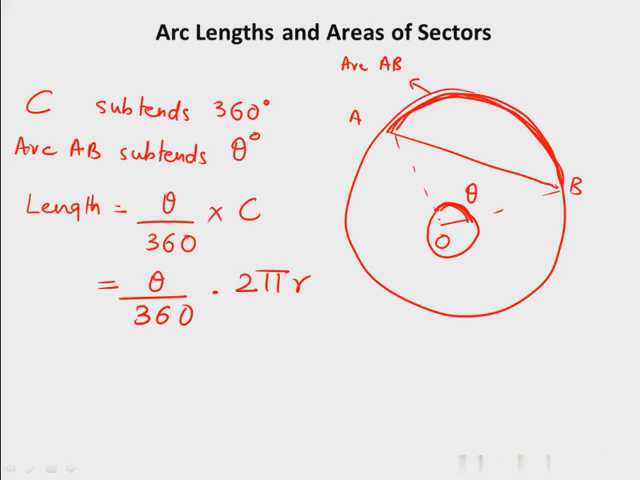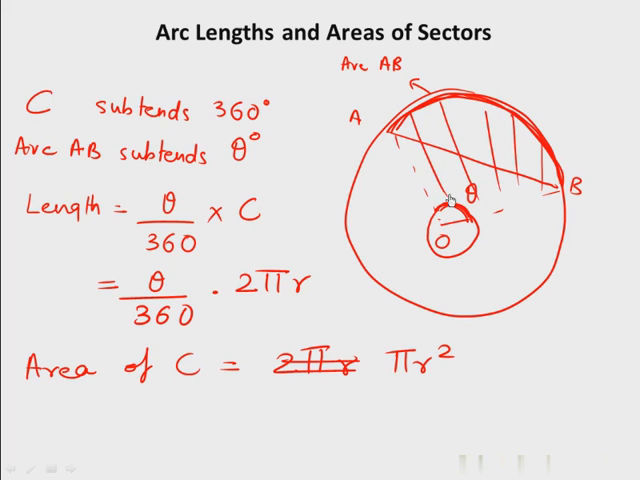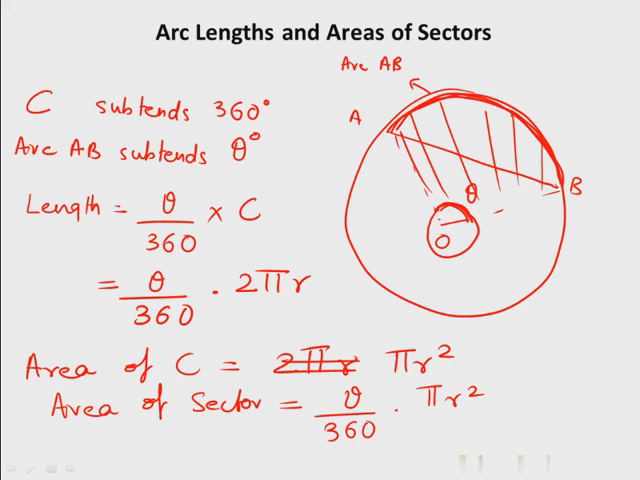Similarly for area. What's the area of the entire circle? Area of circle is equal to pi r squared. And since my sector also subtends an angle of theta, it is a fraction of the entire area. What fraction? Theta by 360 again. So area of sector will be theta by 360 into pi r squared, because it is that fraction of the entire area.